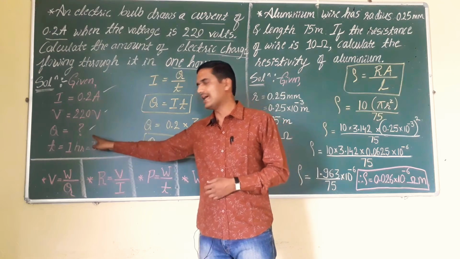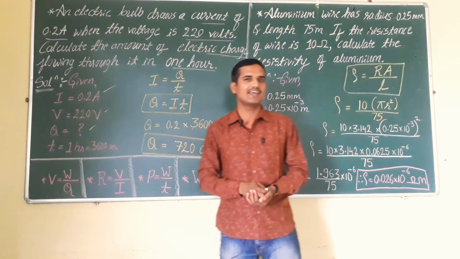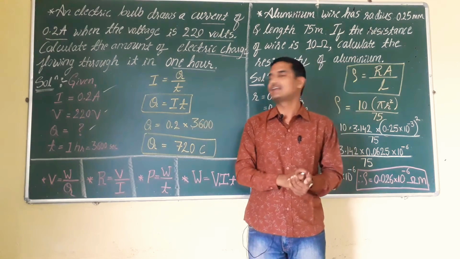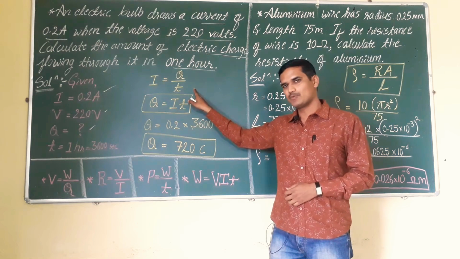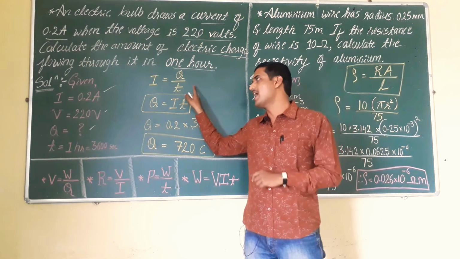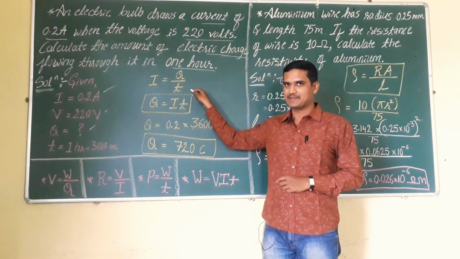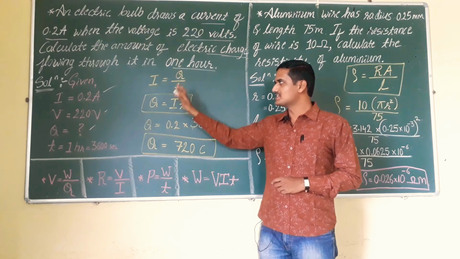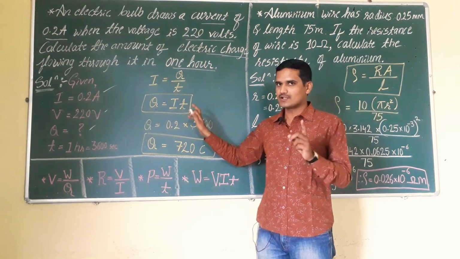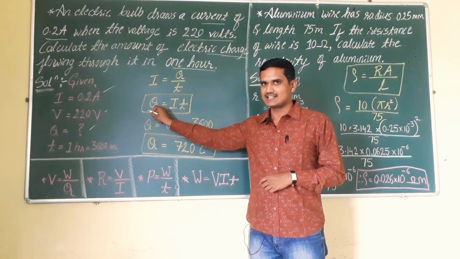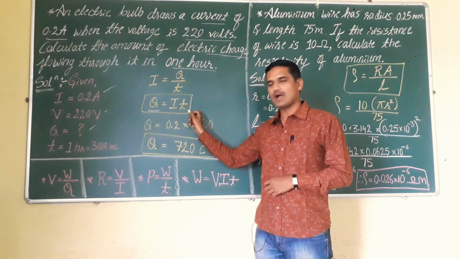You have to calculate the electrical charge. And we know already electrical charge can be calculated with the help of this formula. Which formula is it? It is the electrical current formula. I is equal to Q divided by T. That's why you can interchange it as Q is equal to I T, because we need to determine the value of the electrical charge, right? That's why Q is equal to I T.